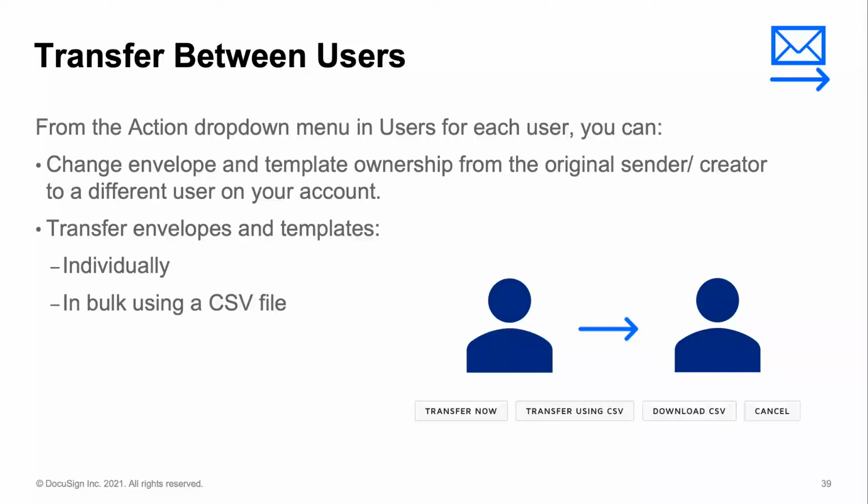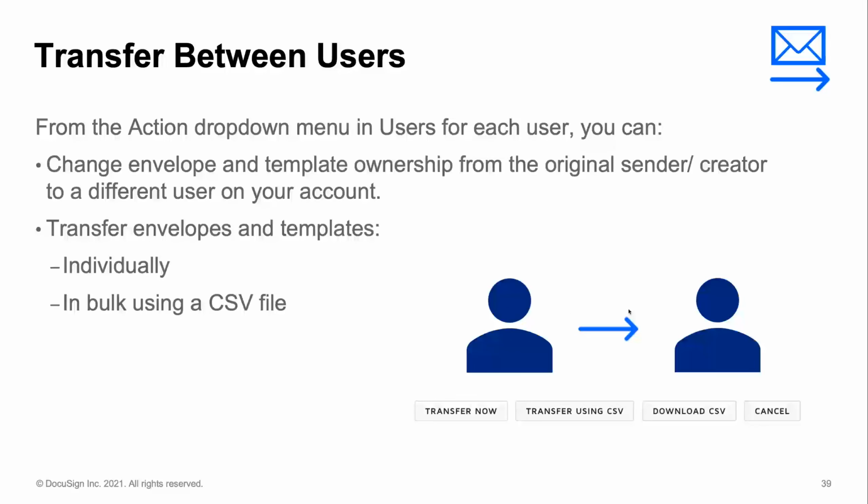You can always go back if you need to, but it just actually moves it from their account to the other person's account. Now, you can transfer envelopes or templates individually by picking and choosing, or you can do it in bulk through a CSV file. Another way that you can transfer envelopes is by creating an automated custody transfer rule, but we'll talk about that in a little bit. But let's first go through a demonstration of sharing envelopes and transferring envelopes manually.